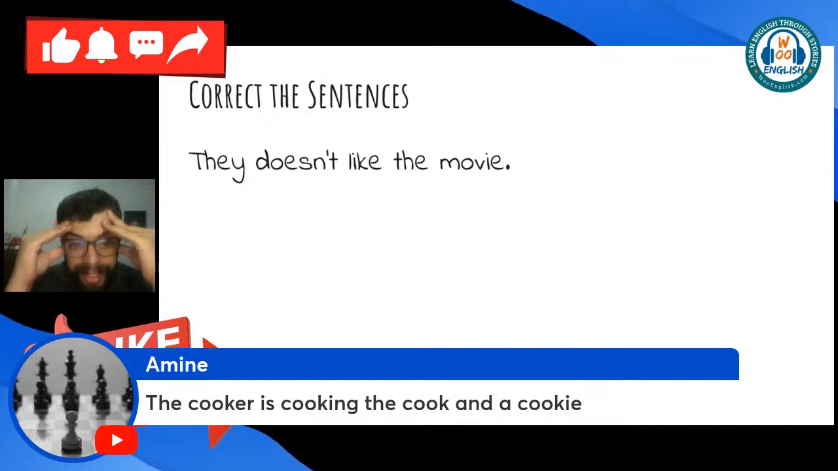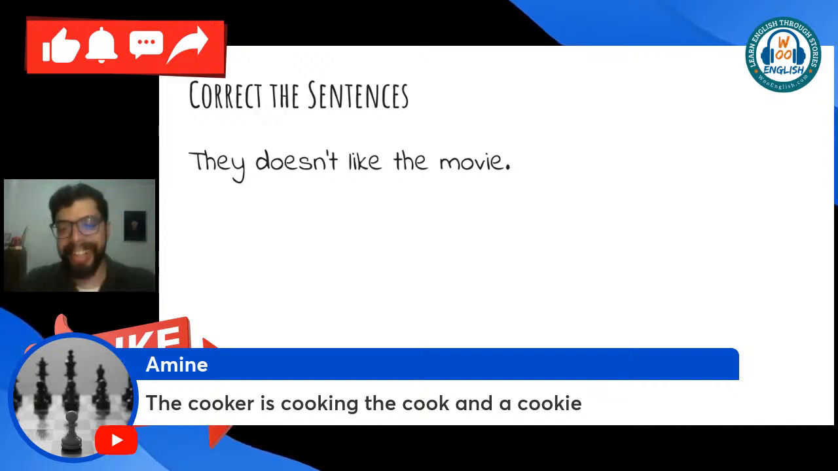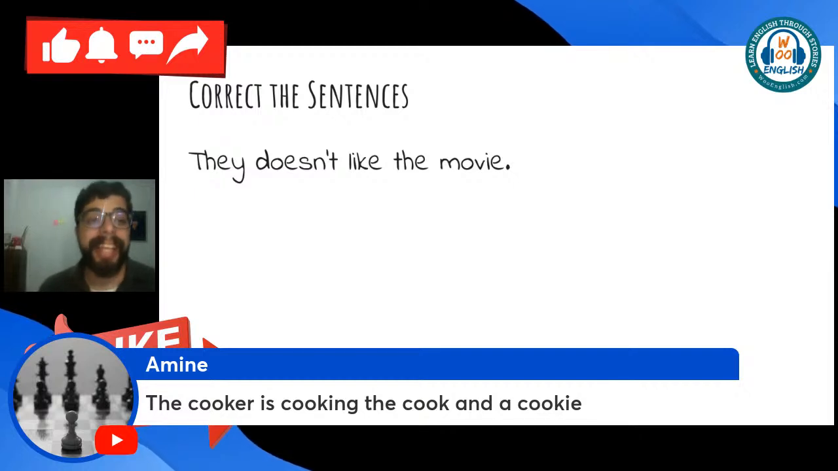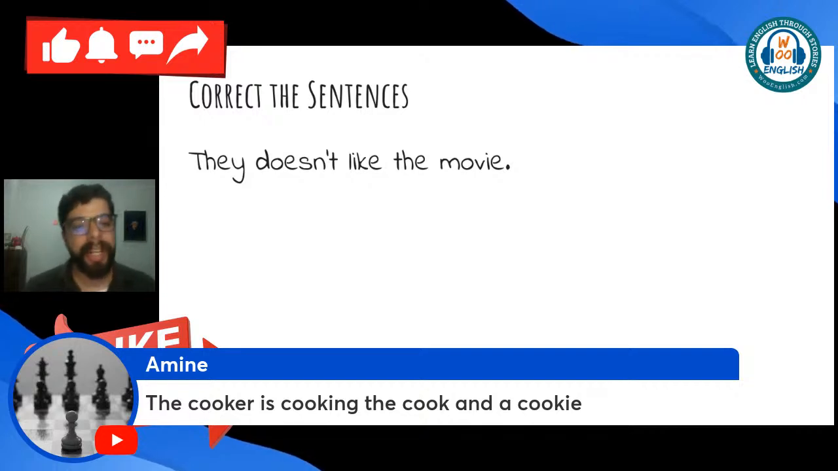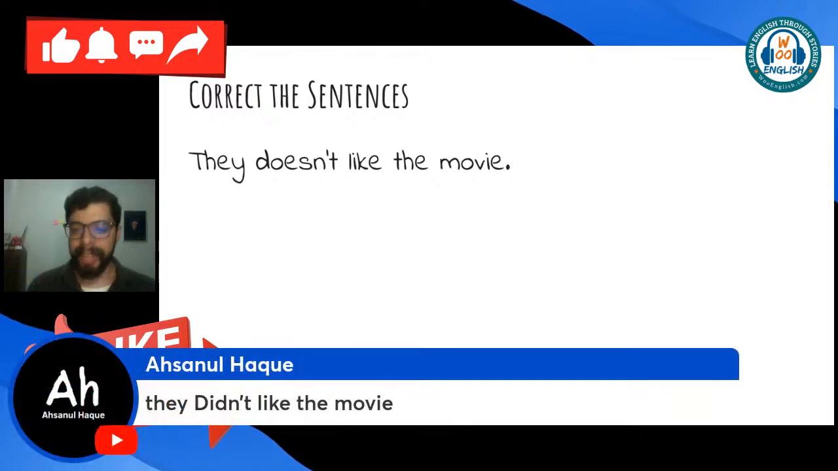What does that mean? The cooker is cooking. The cook and the cookie. Oh wow, wow, whoa. That sounds like a tongue twister. You know a tongue twister? Like she sells seashells by the seashore, for example. The cooker is cooking the cook and the cookie. So it's like if you try to say the sentence that Amin wrote 3 times, you will lose your mind.